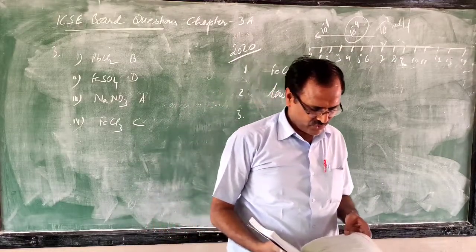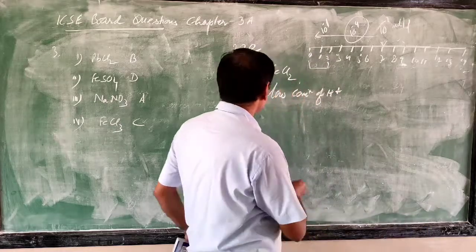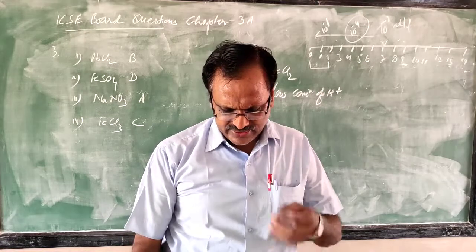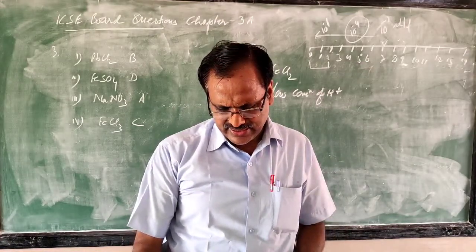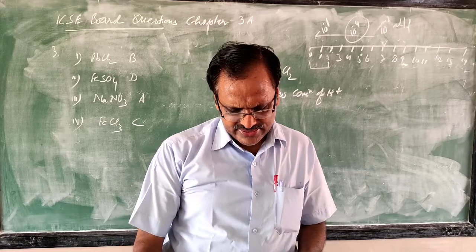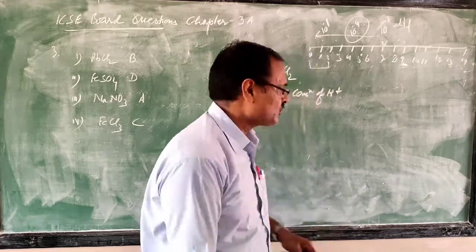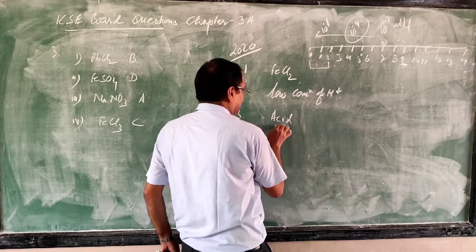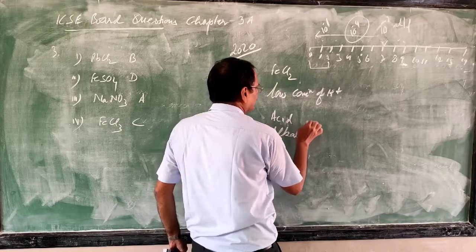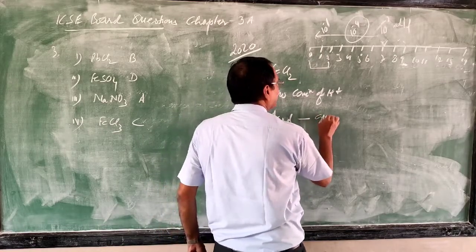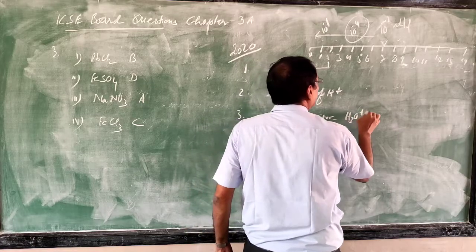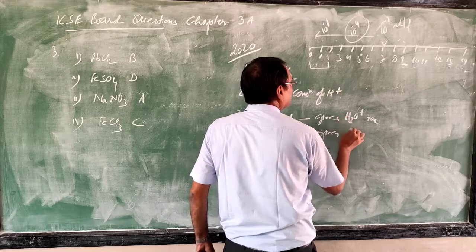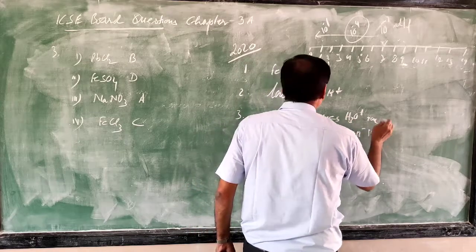Now the third question: differentiate between the following pairs based on the information given in bracket. Acid and alkali form the ions. So acid gives hydronium ion and alkali gives hydroxyl ion in aqueous solution.